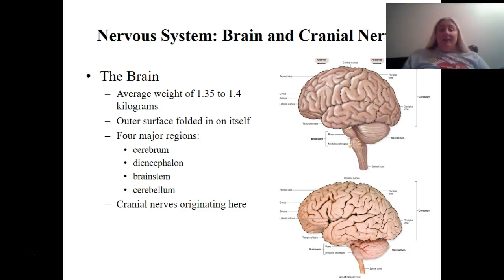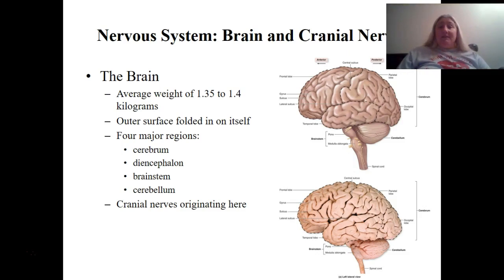And it's only about 1.3 to 1.4 kilograms, which is really lightweight. Because I'm not all up on my kilograms to pounds, I went and checked, and the brain is only about 3 pounds, so super light compared to other organs of the body.